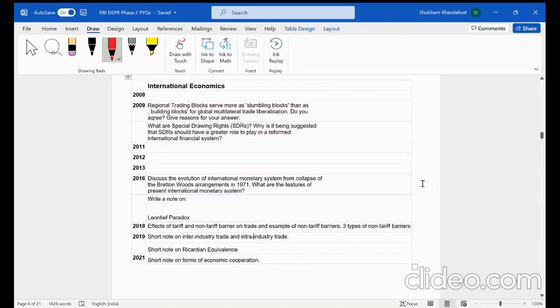Now let us look at international economics. In 2008, they didn't ask any question. In 2009, there were two questions. One was on these regional trading blocks, that is, whether they are stumbling blocks for global multilateral trade liberalization. And then there was one very theoretical question on special drawing rights.